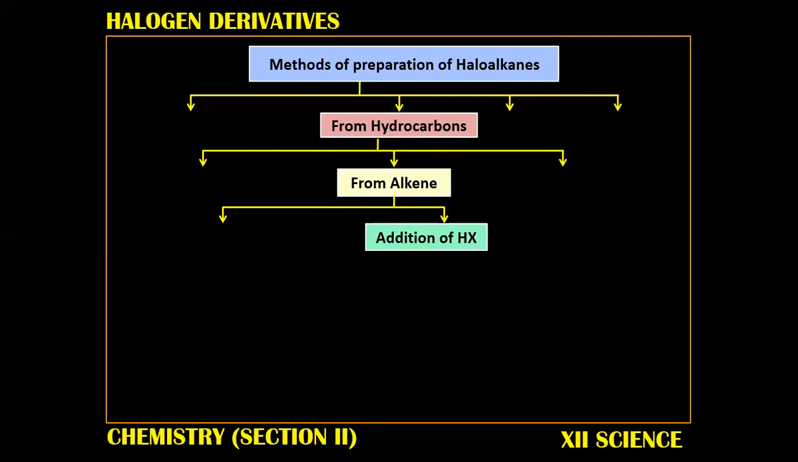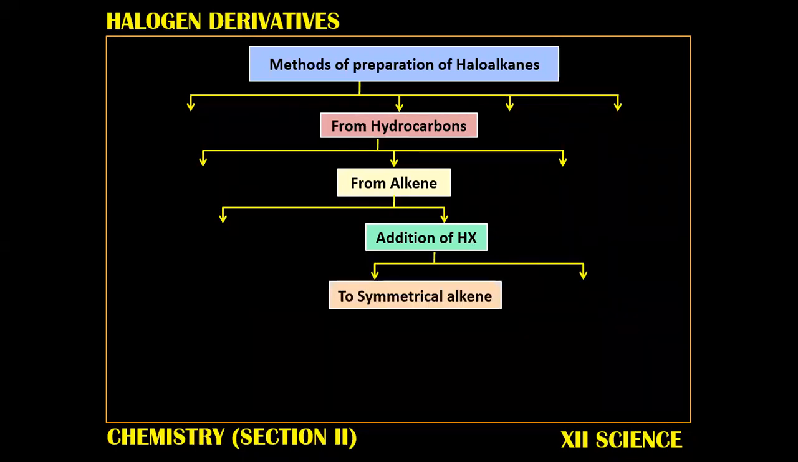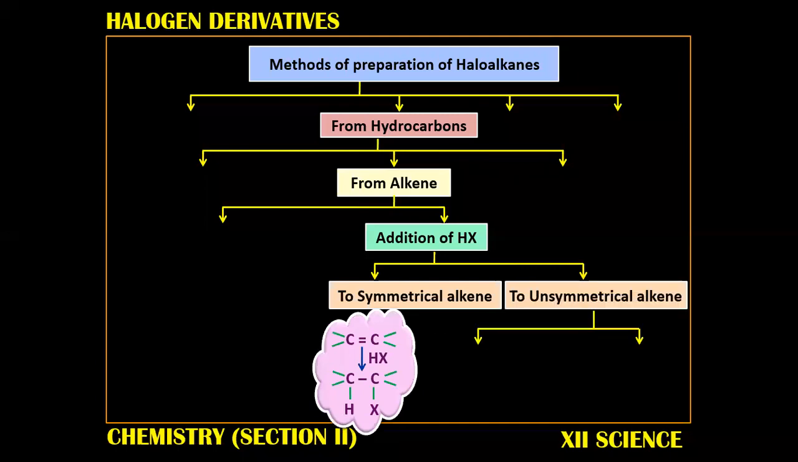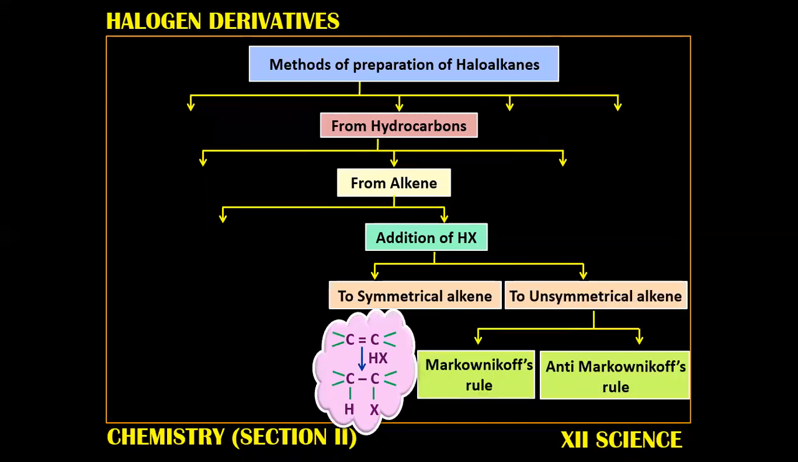Now in this there are three different reactions: symmetrical alkene, unsymmetrical alkene with Markovnikov's rule, and anti-Markovnikov's rule. Don't write anything else, just write the heading from alkenes and under that, addition of hydrogen halide. Then we'll do all three reactions and that time I'll explain. Don't copy all these things. I'll show you how we have to write that.